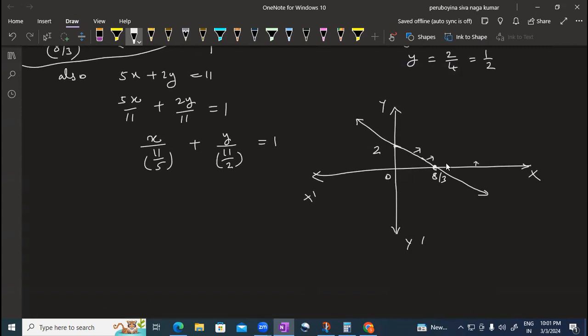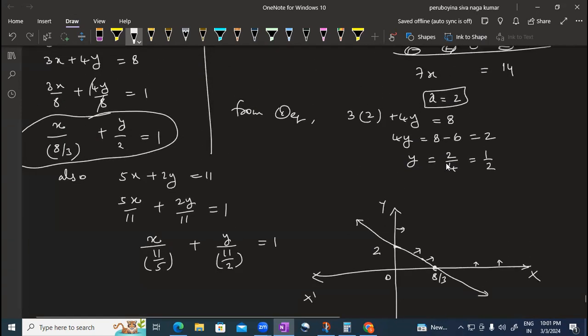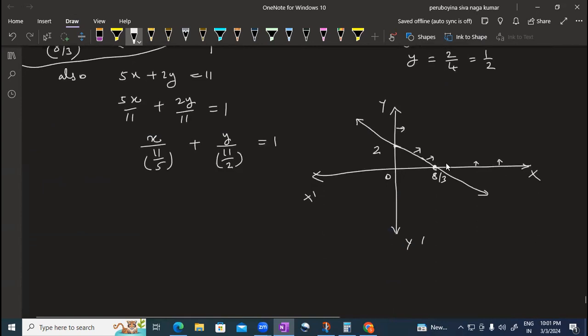Upside in the first quadrant, okay? Remember, first quadrant only, don't go to the second quadrant. And the next values are 11 by 5 and 11 by 2. 11 by 2 is 5 point something, so make it here, 11 by 2 as the y value, and the x value is 11 by 5. 11 by 5 is 2 point.